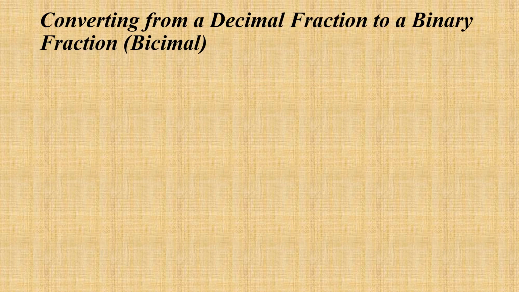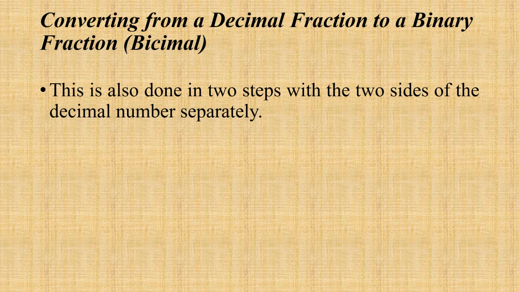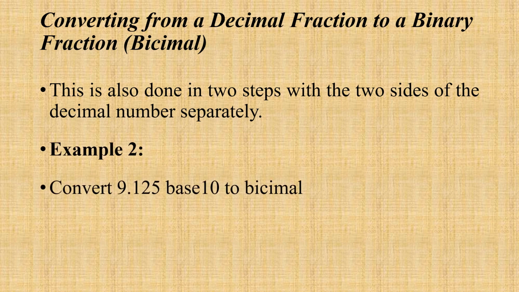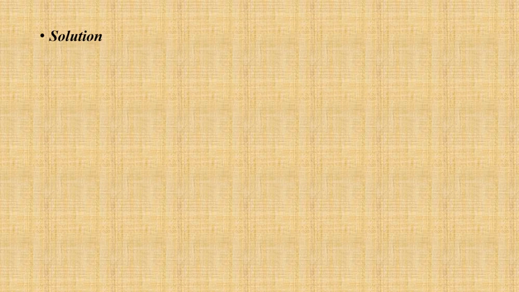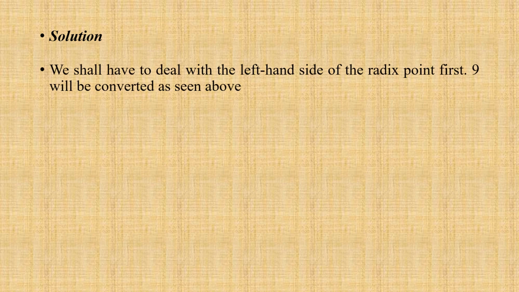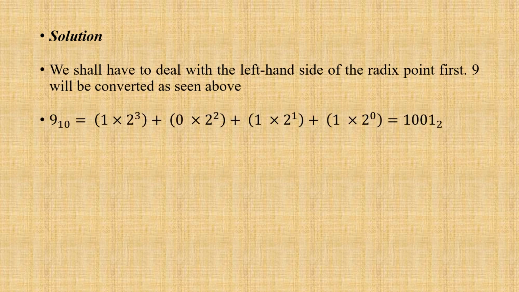Converting from a decimal fraction to a binary fraction, bicimal. This is also done in 2 steps, with the 2 sides of the decimal number separately. Example 2. Convert 9.125 in base 10 to bicimal. Solution: we shall have to deal with the left-hand side of the radix point first. 9 will be converted as seen above. 9 in base 10 equals 1 times 2 to the 3, plus 0 times 2 to the 2, plus 0 times 2 to the 1, plus 1 times 2 to the 0, equals 1001 in base 2.